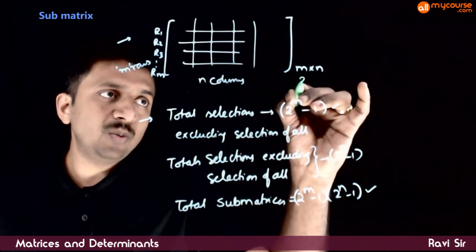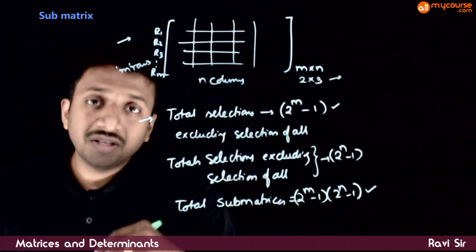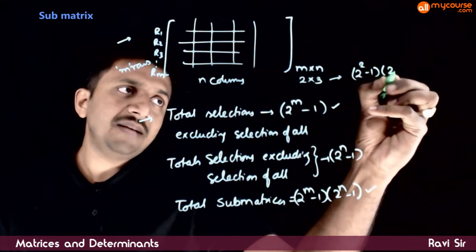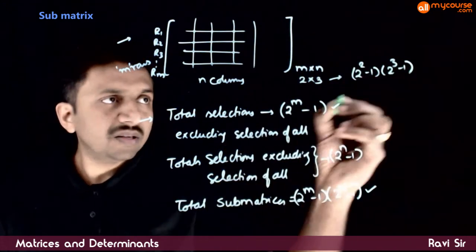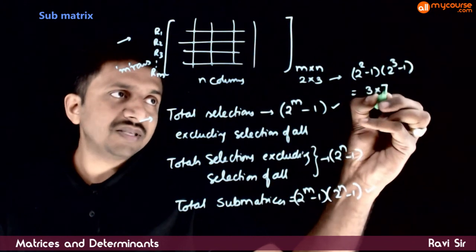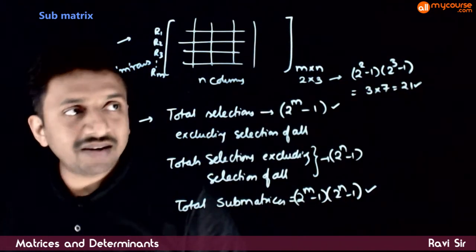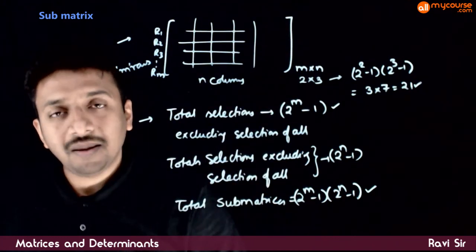So if you look at a 2 by 3 matrix, what is the total number of submatrices? 2 power 2 minus 1 times 2 power 3 minus 1. That is 3 times 7. There are 21 submatrices to a 2 by 3 matrix.